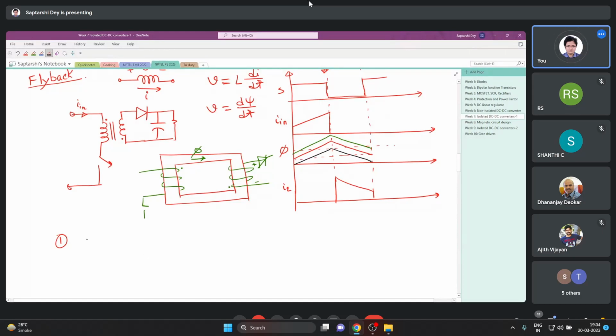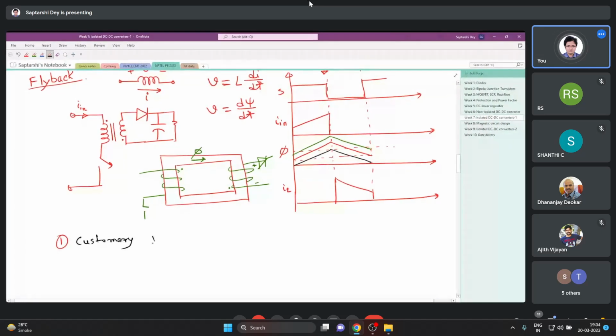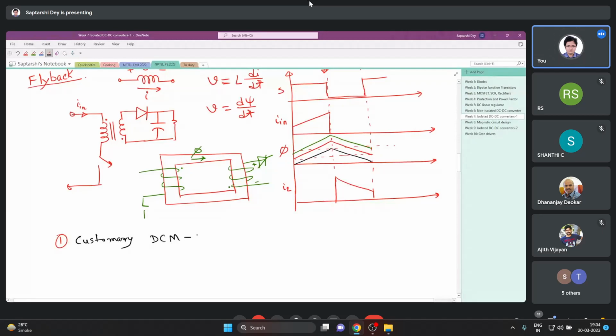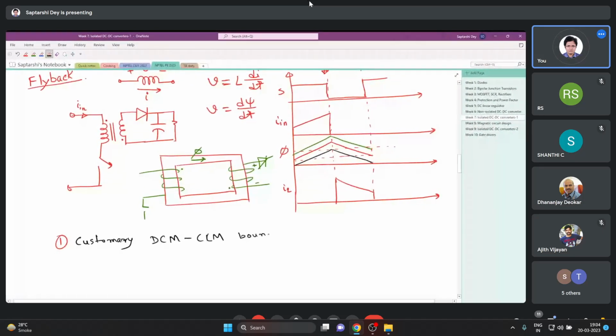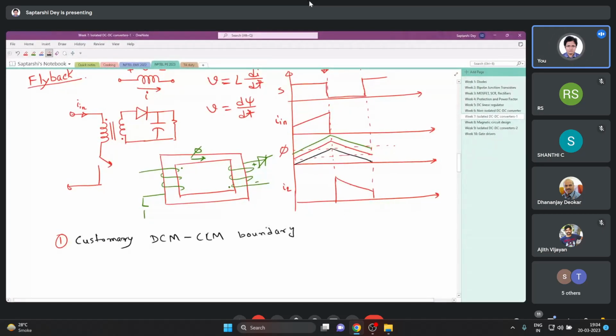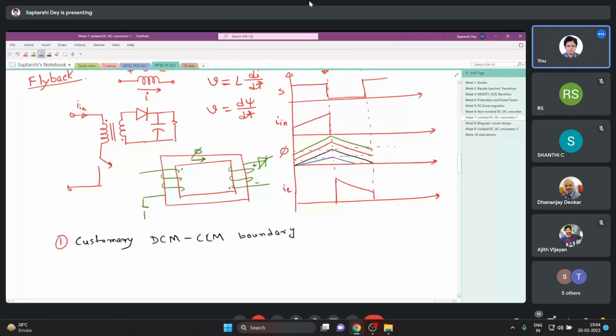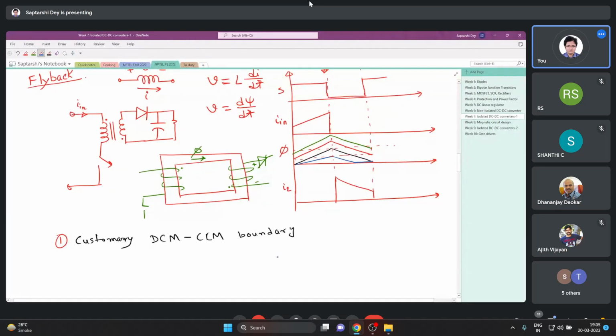Now for flyback converter, it is always customary to design the converter and the transformer at the DCM CCM boundary. You see, in this case, unlike a buck converter or boost converter, the DCM or CCM will be defined by the flux of the core. If the flux of the core is, say, something like this, it is DCM. There is no inductor here. So it is designed at the DCM CCM boundary. Why so? So that your peak flux reduces, your average flux reduces, and you can have the smallest possible inductor size.